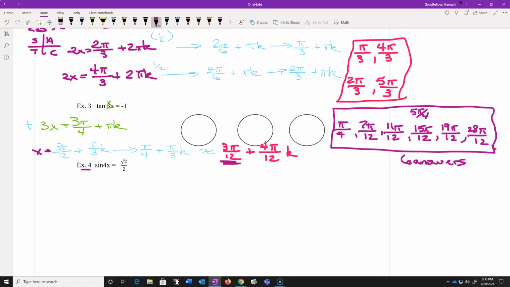All right? Let's try it one more time. Example number 4. Multi-angle, I'm going to put a delta in that guy's spot.